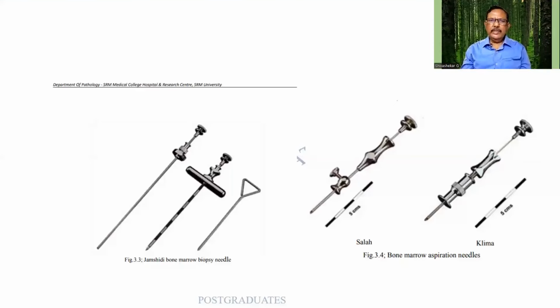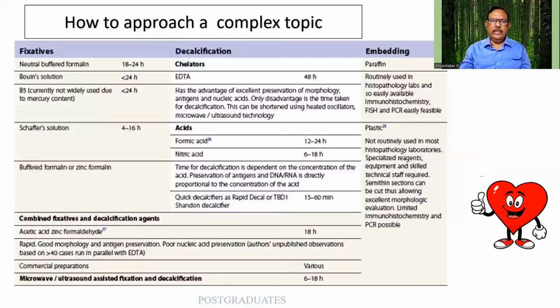This we had already seen. It is for a recapitulation. The pictures are from my book, one page. The Salah and the Klima needle, the lateral adjustable guard, and the Jamshidi needle. Remember, the needles are all short, stout, and they have got a stylet.